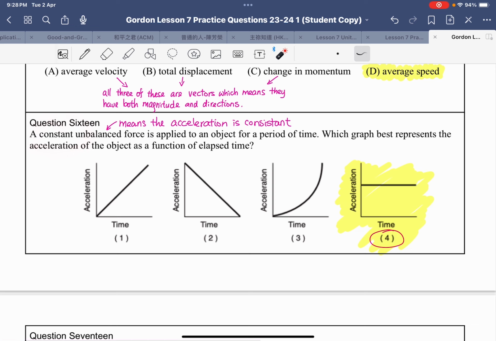inconsistent unbalanced forces. So that means you're not going to increase that unbalanced force. This one is definitely not true. This one is not true as well. This one is a constant unbalanced force. All right.